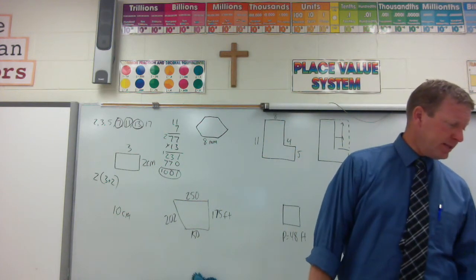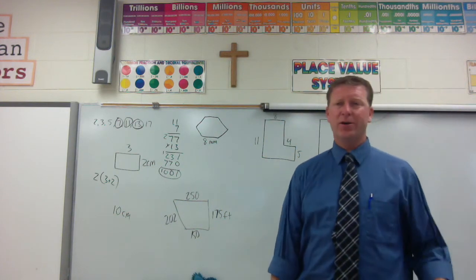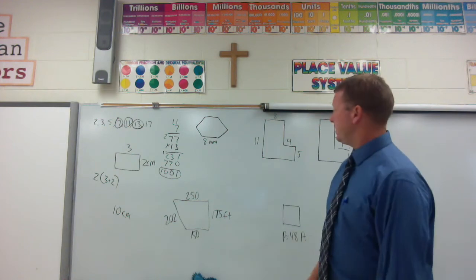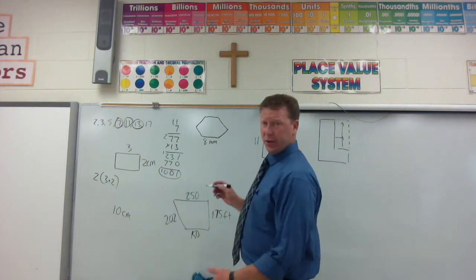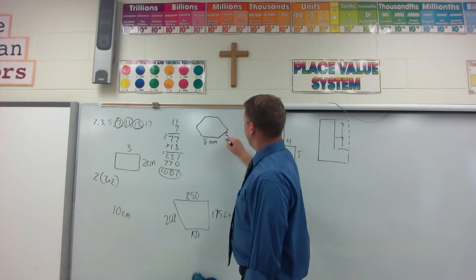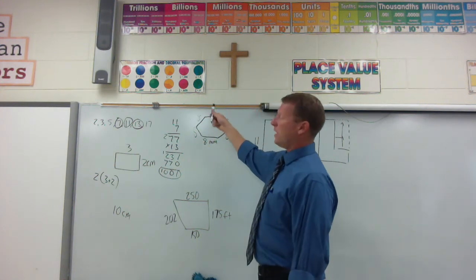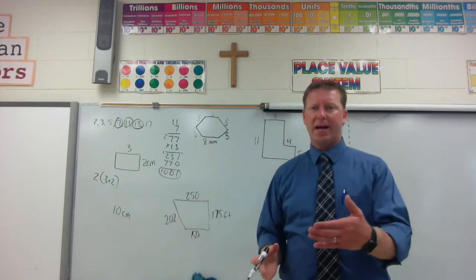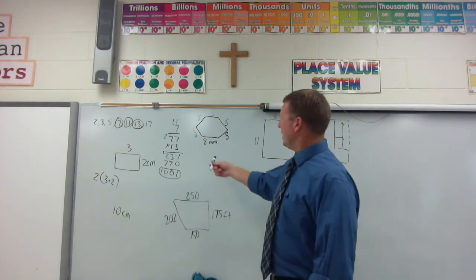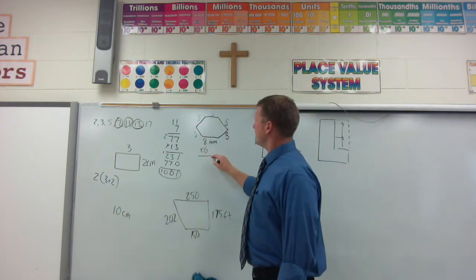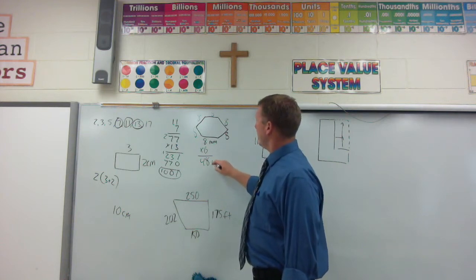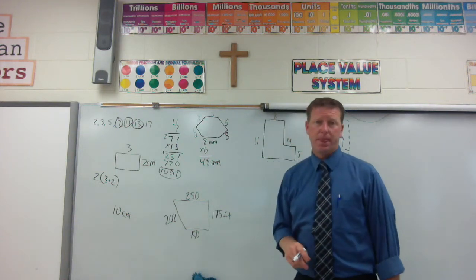Example 2 says, what is the perimeter of a regular hexagon? Two choices again. If it's regular, it means all the sides are the same. We got that last week. So 8, 8, 8, 8, 8. Now I can do 8 plus 8 plus 8 plus 8 plus 8 plus 8. Or I could say hexagon is 6 sides. Each side is 8. 6 times 8 is 48. And my answer is millimeters.